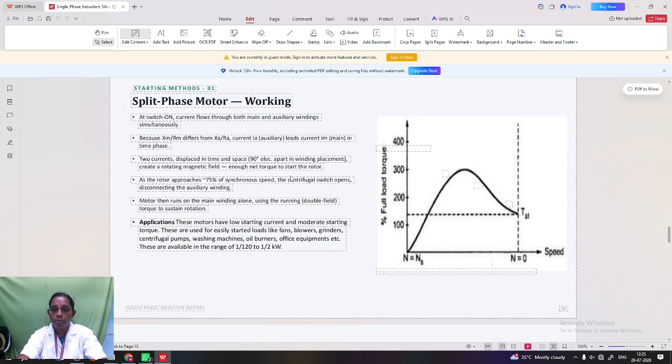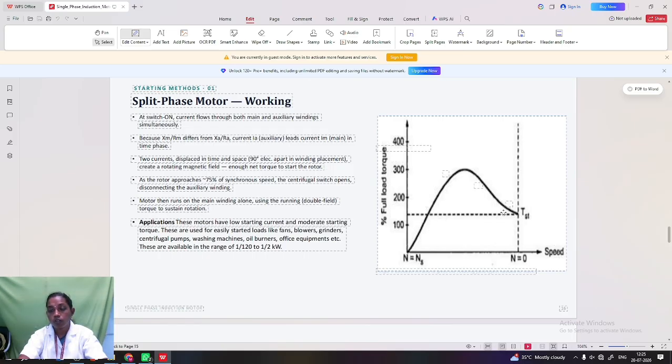Okay, next answer: the torque speed characteristics of the split phase motor. As the switch is on, the current flows through both the main and auxiliary windings. Based upon the phase difference between the main and auxiliary current, the torque will be produced. As the motor approaches 75% of the synchronous speed, the centrifugal switch opens, disconnecting the auxiliary winding. Here we get the torque speed characteristics like this.